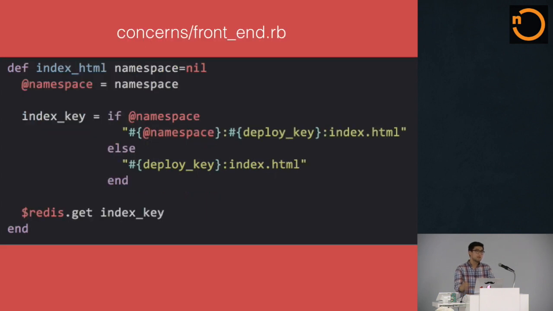And inside of the front-end module, we have an index.html method. As you can see, the logic is pretty simple. It just figures out what that key is for Redis. Don't worry about namespace right now. We'll come back to it. But in the else clause, you have the deploy key colon index.html, and then Redis will get that for you.